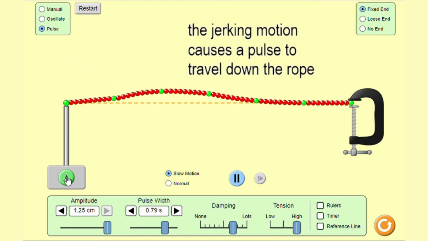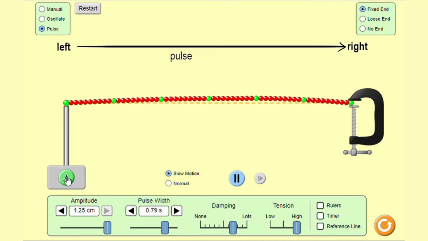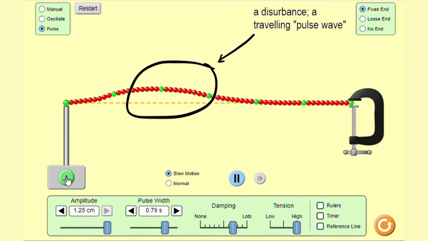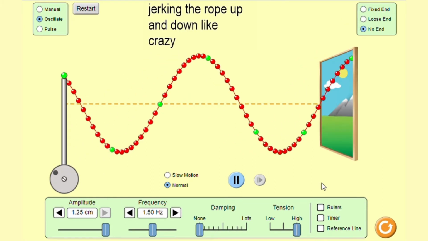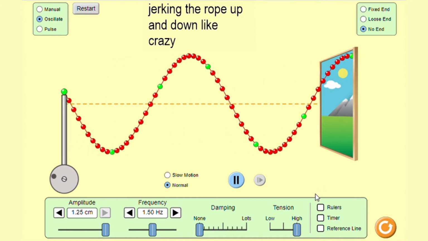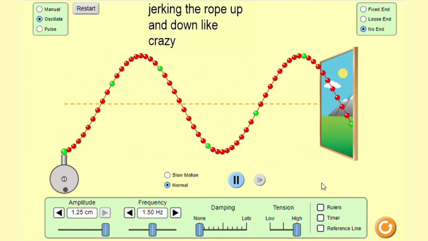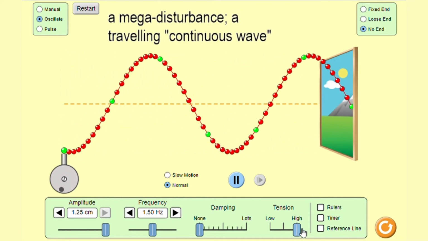The pulse originated from the left, where I jerked the rope, and propagated away from the source through the rest of the rope. It traveled as what we call a wave. And since it was a single pulse, we call this a pulse wave. If I were to continually go up, down, up, down, up, down, what we'd get is not a single pulse, but a full-on wave, a continuous wave.